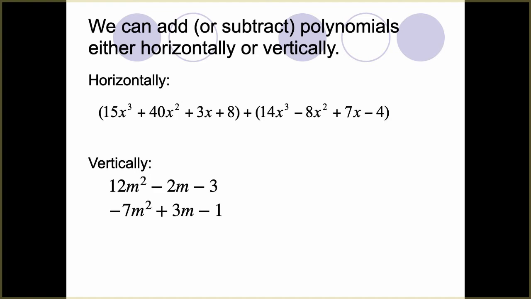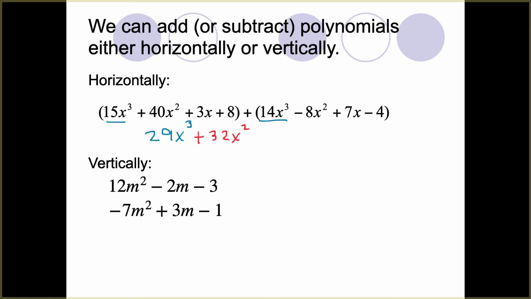The first one is horizontal. What we do is we look at our terms and try to find like terms between the two parentheses. In this one we have addition, so we're going to add them together. We have 15x cubed plus 14x cubed. 15 plus 14 is 29x cubed. We have 40x squared, and we have a plus a negative 8x squared. So 40x squared plus a negative 8x squared is 32x squared.